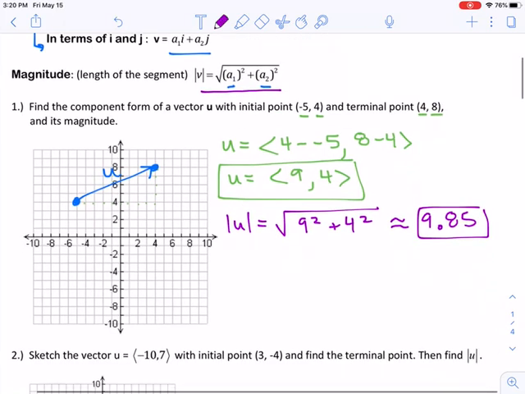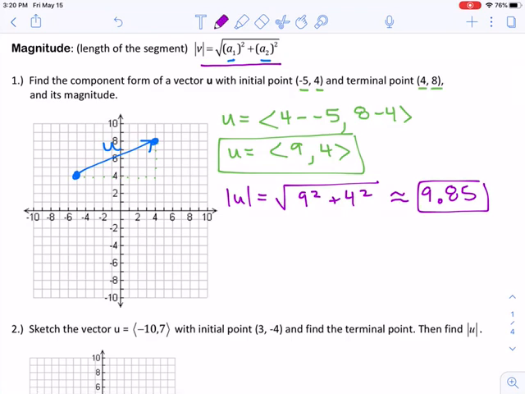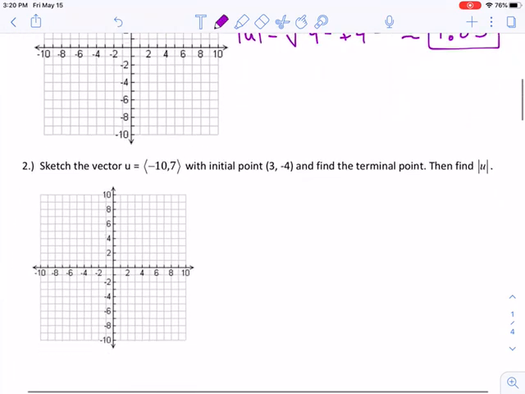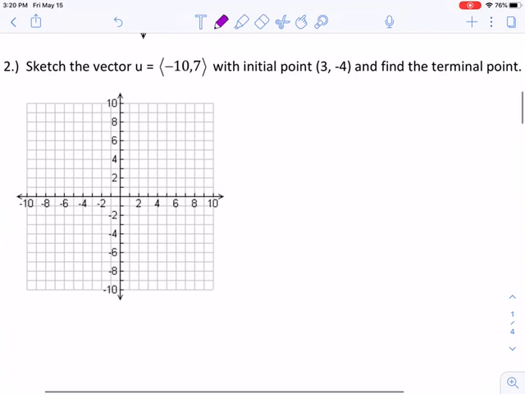Same idea with question number 2. Question number 2 this time gives us the vector, gives us our starting point, and wants us to find the ending point. So let's go ahead and take a look at our starting point. We're going to start at 3, negative 4. So 3, negative 4, plot my starting point.